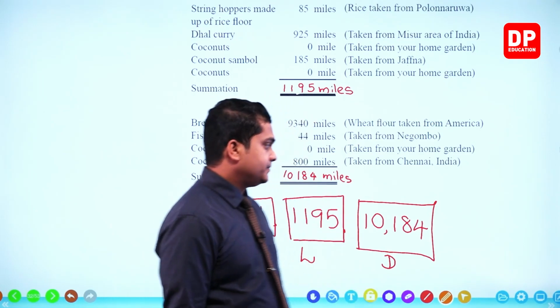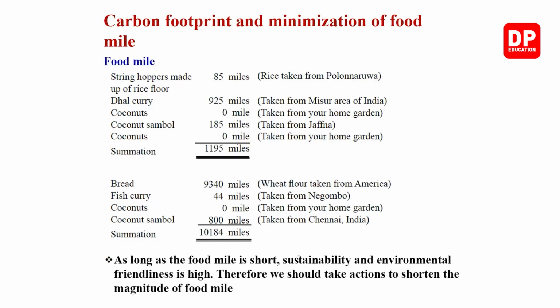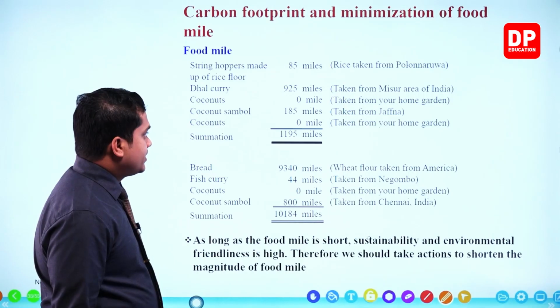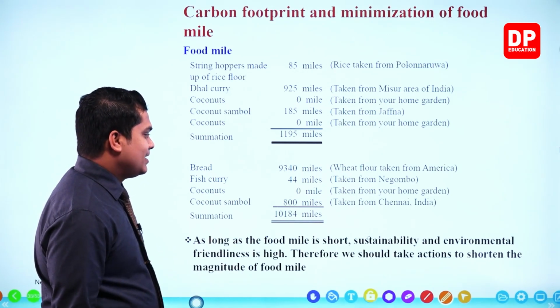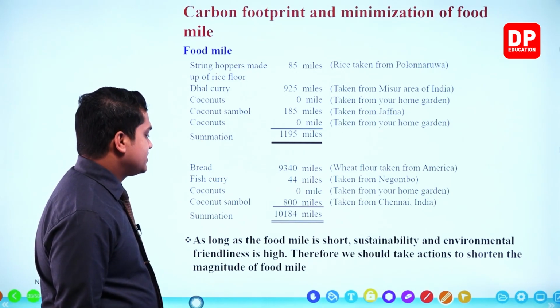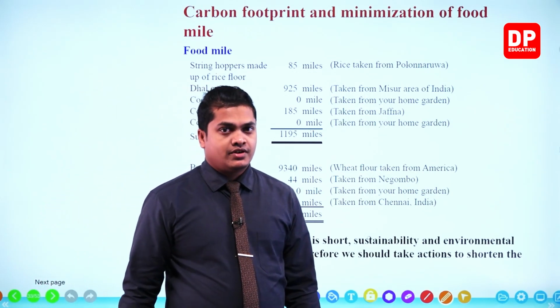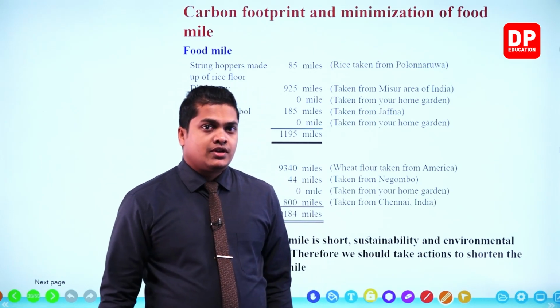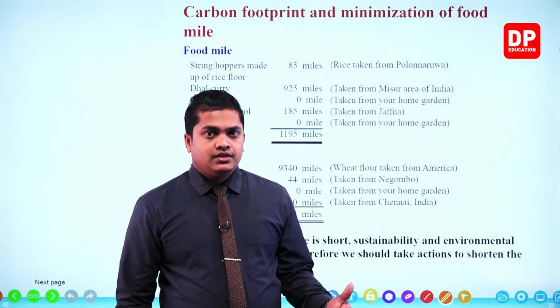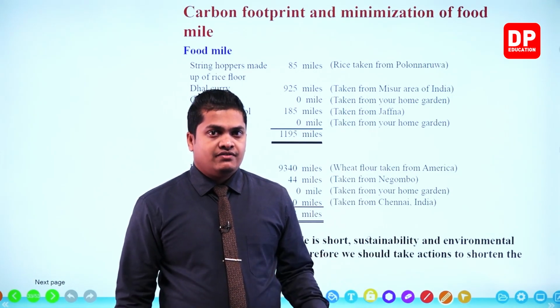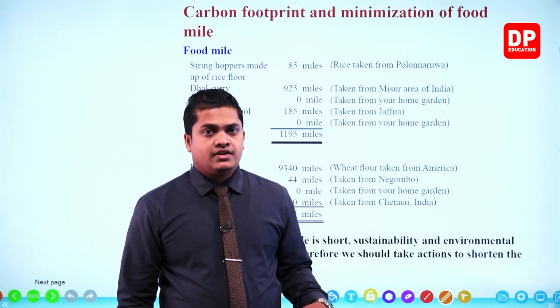Okay, right then. So here it is given, the summation, my dear children. Once more, 1,195 miles. Then here, 10,184 miles. So as long as the food mile is short, sustainability and environmental friendliness is high. Like I said, my dear children, by the summation you can clearly get the idea. Once again, it is given: higher the food mile, lower the environmental friendliness, and sustainable development is also less.